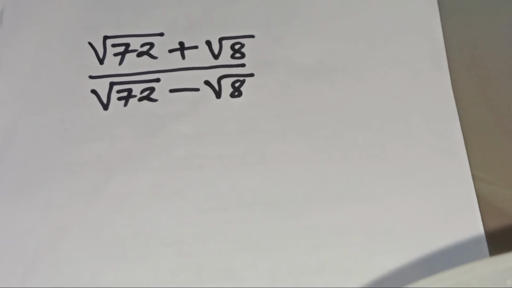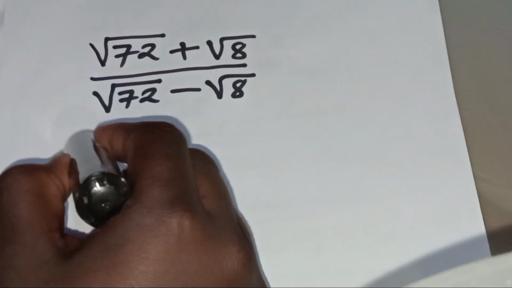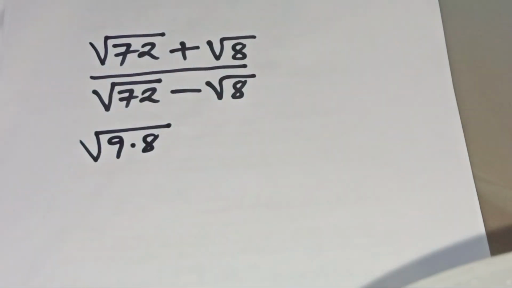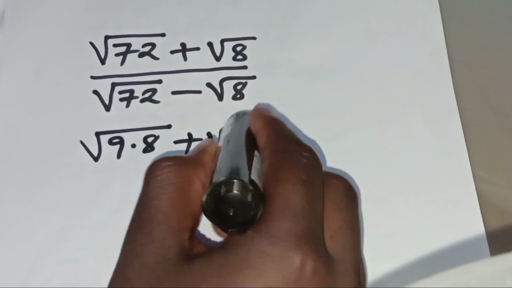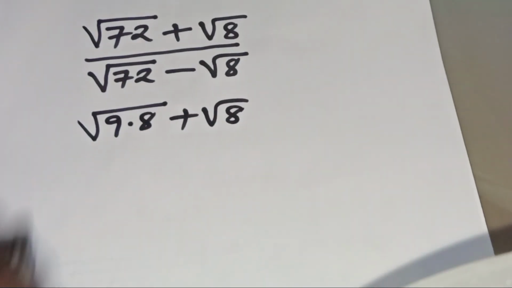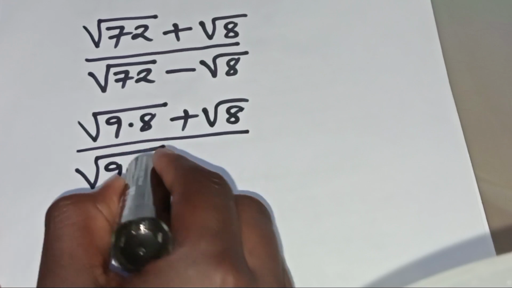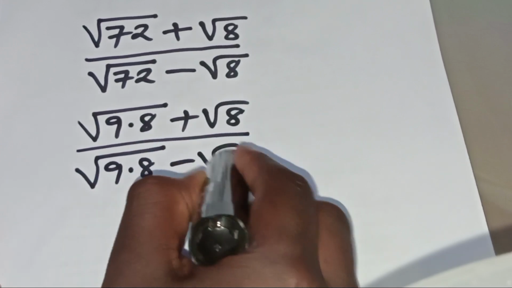Hello everyone, let's present the solution to this nice square root math problem: the square root of 72 plus square root of 8, divided by square root of 72 subtract square root of 8. The first thing here is to write the square root of 72 as the square root of 9 times 8, plus square root of 8, divided by the same thing, square root of 9 times 8, subtract square root of 8.